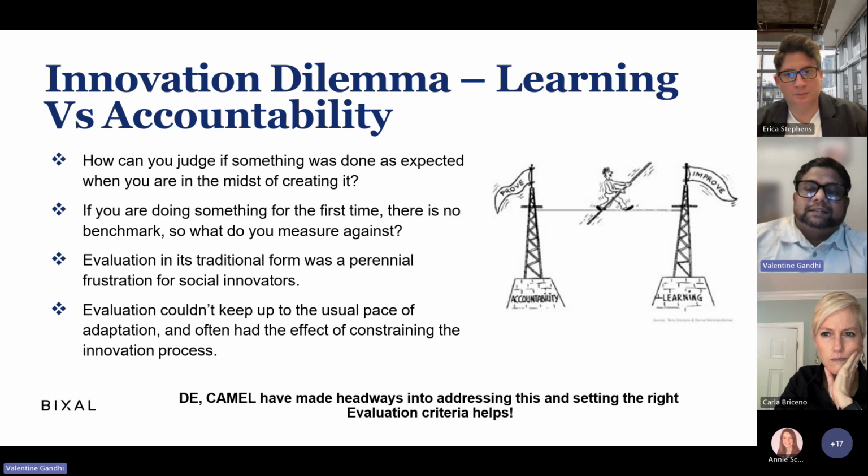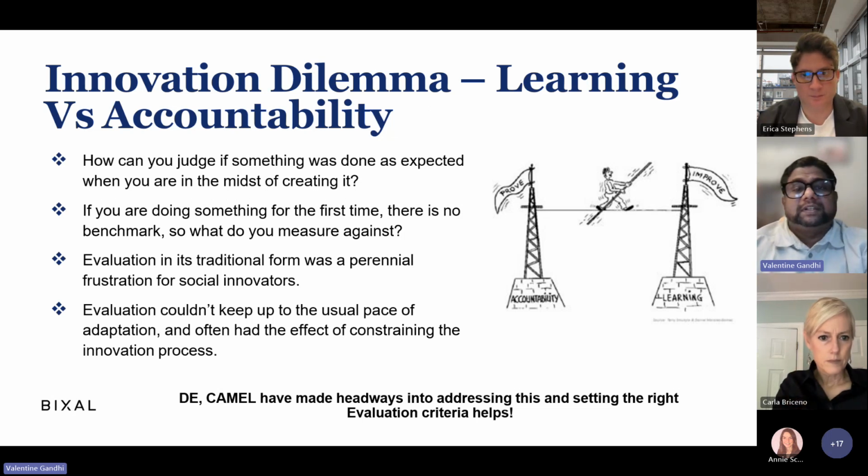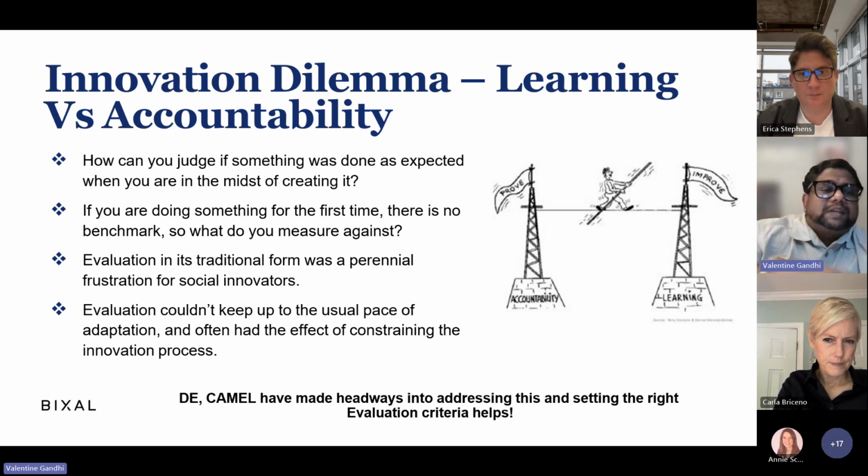Even though we call it MEL, the learning concept is still in its early stages. How do we actually learn? How do we build agile systems, like when we do software and do trial and test? Even MEL needs that kind of thing. Developmental evaluation and CAMEL methods have made headway into this, but sometimes setting the evaluation criteria from the beginning could help. As you can see, sometimes we can't judge whether something was done as expected, if it's AI, while we are in the midst of developing.